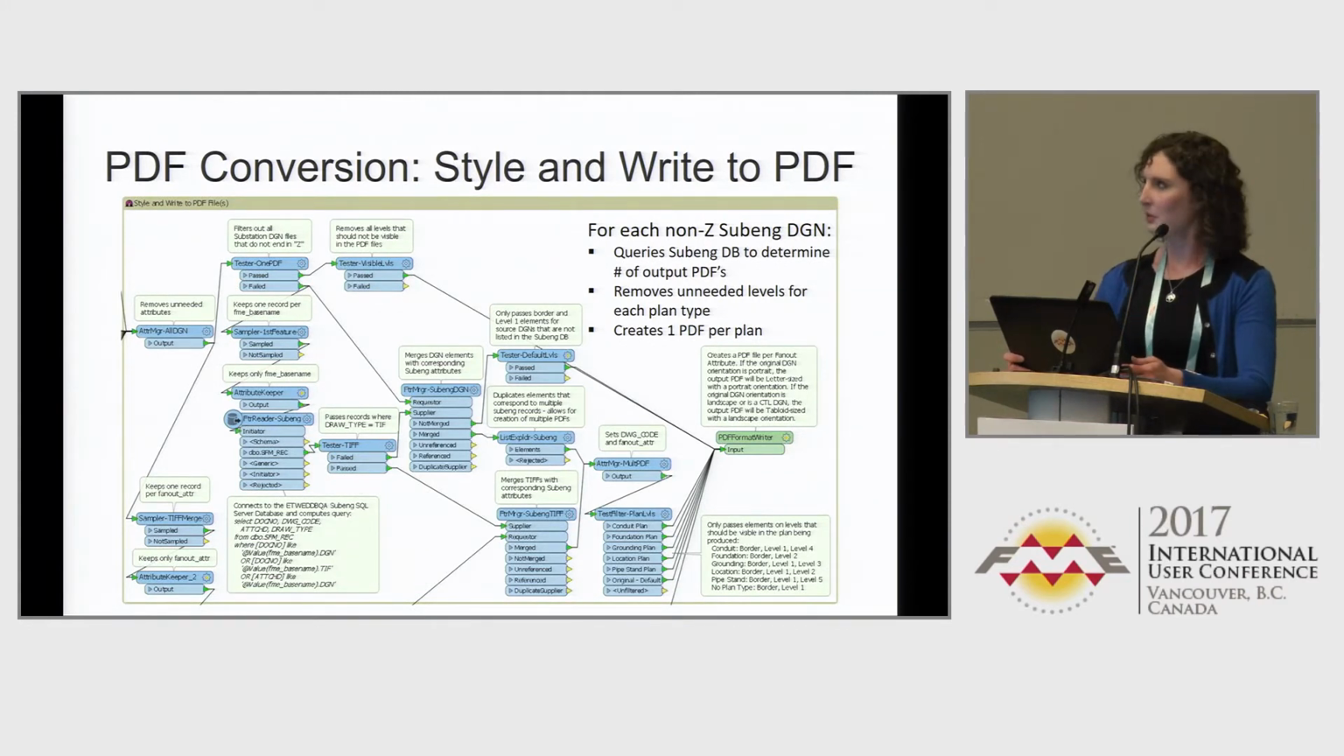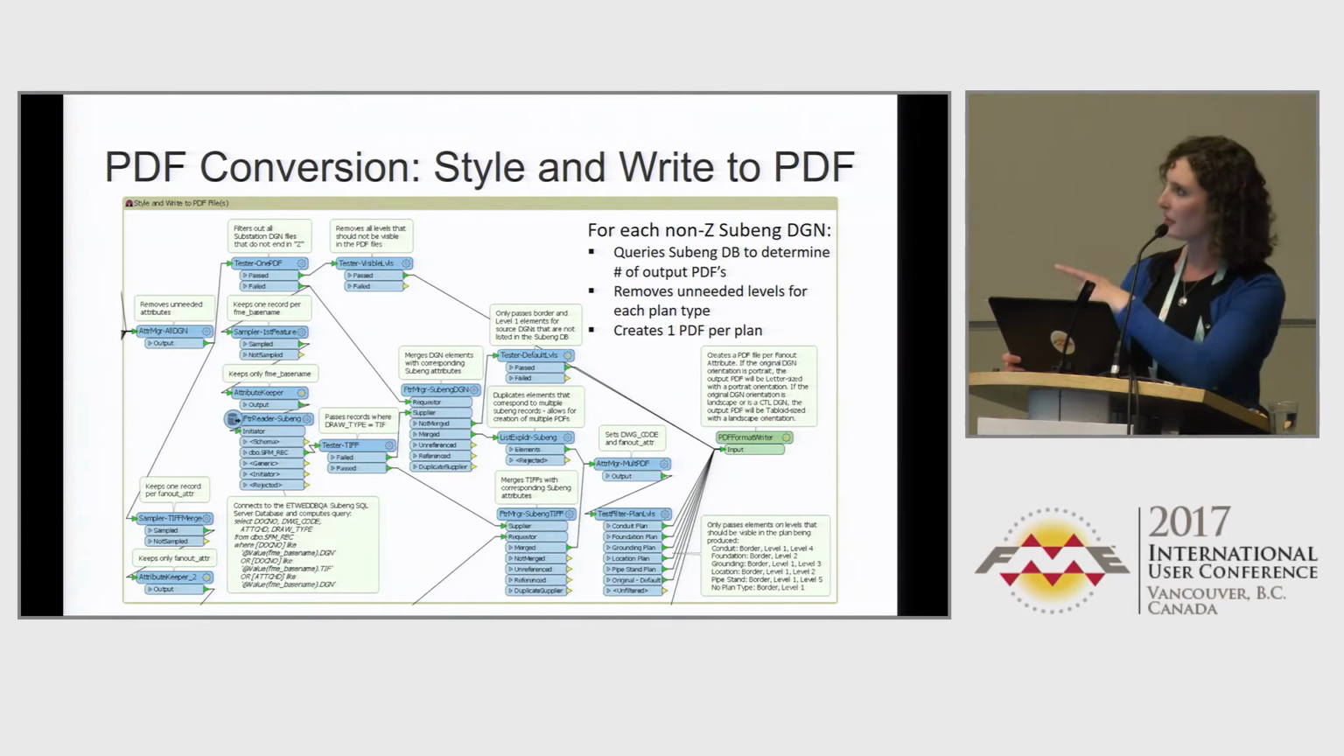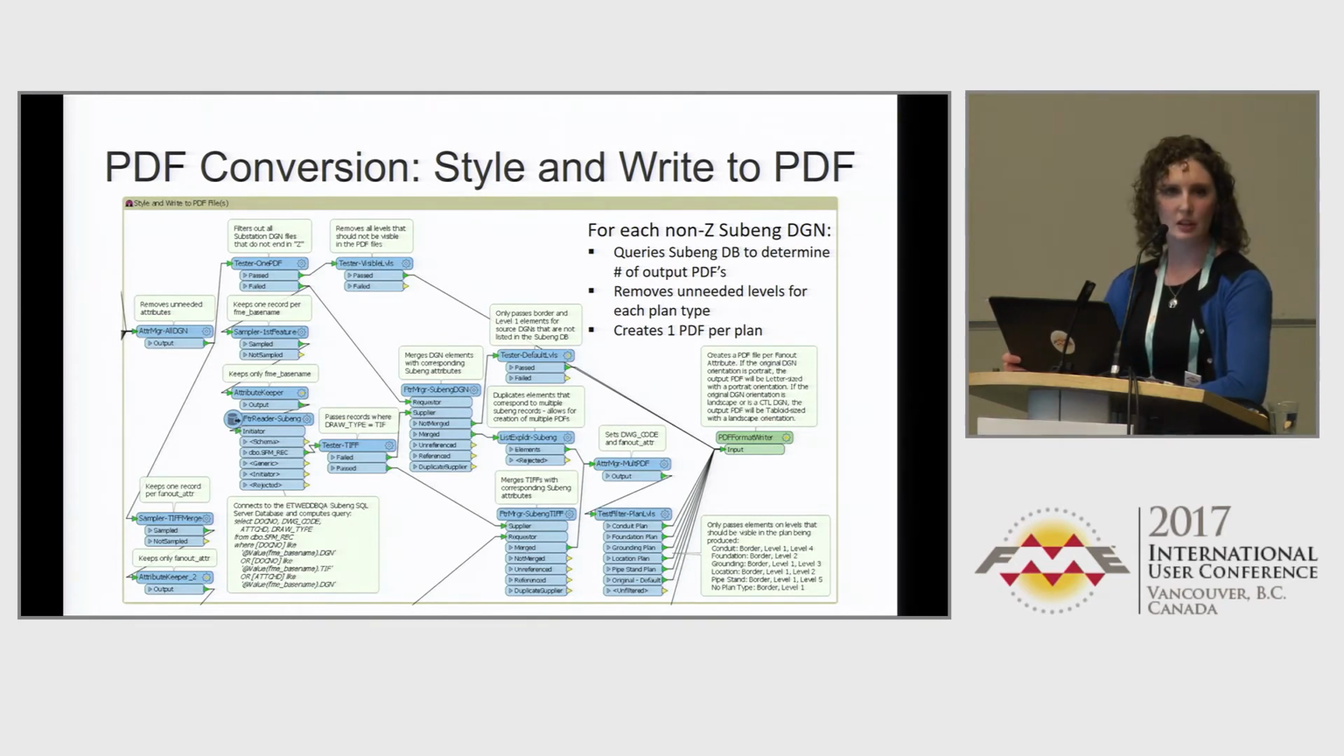All right, and then there was the styling. One thing in here, most of this is actually figuring out what type of DGN each one is. For a certain type, I had to run a query against the Substation database and figure out if it was going to create just one PDF or up to 4. And that's what I'm doing here.